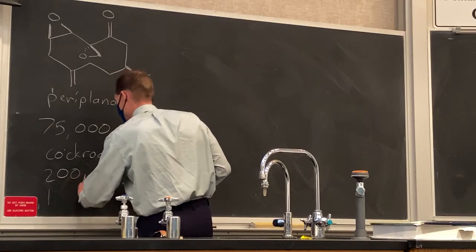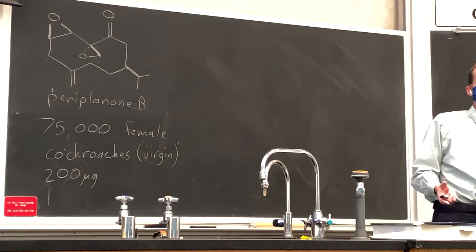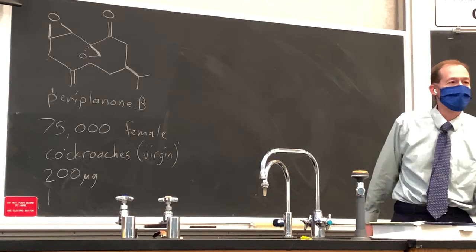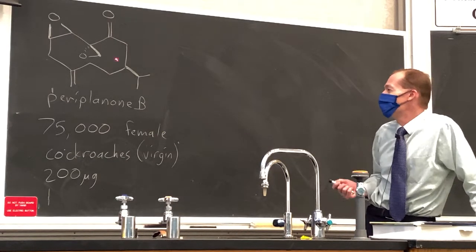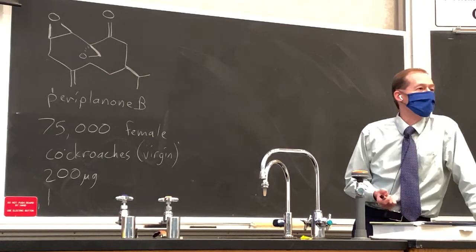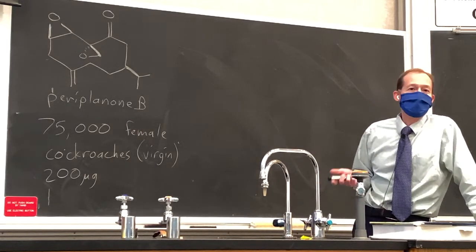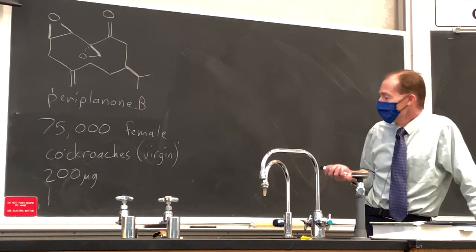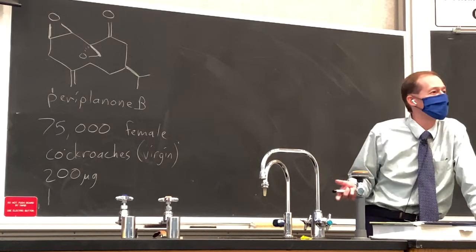But they sacrificed the 75,000 female cockroaches, and they isolated the pheromone from them, and they got 200 micrograms. That's 0.2 milligrams. That's barely enough to register on a balance. That would essentially be like a little speck of dust if you were looking at it on a balance. So they got just a teeny tiny amount of this from nature with this massive effort. And somehow they were able to use that small amount to figure out this structure, but they couldn't quite figure out the stereochemistry of the epoxides.